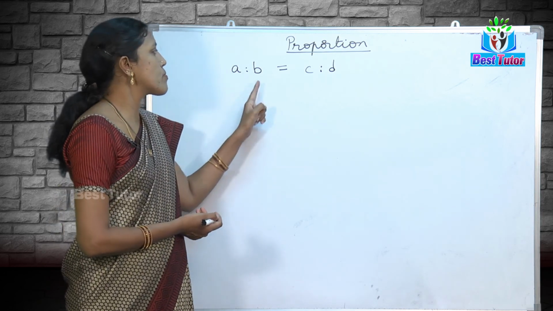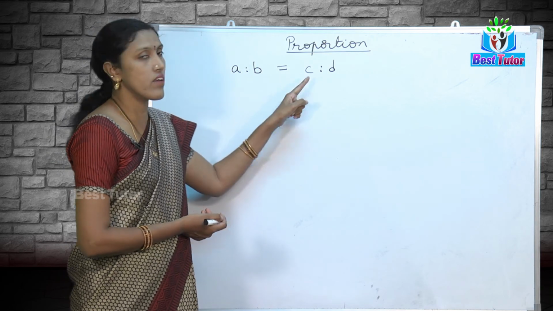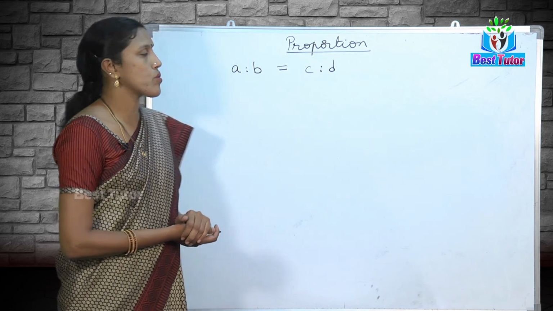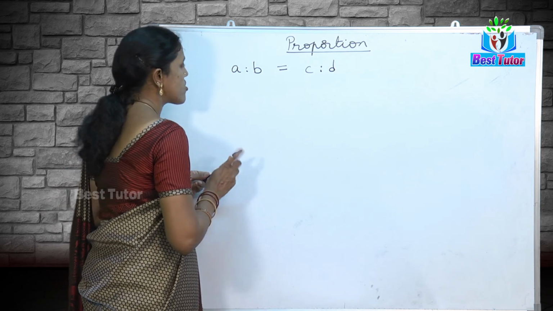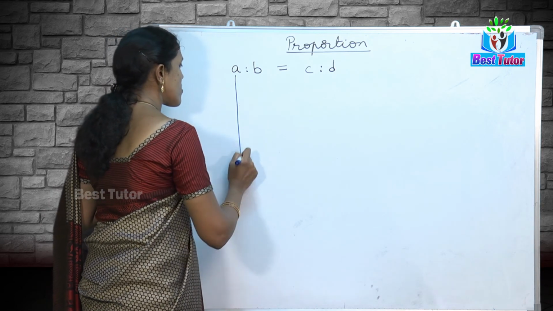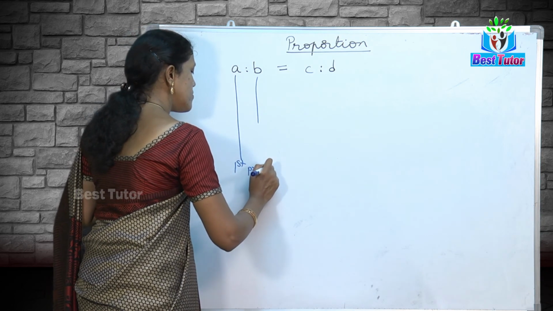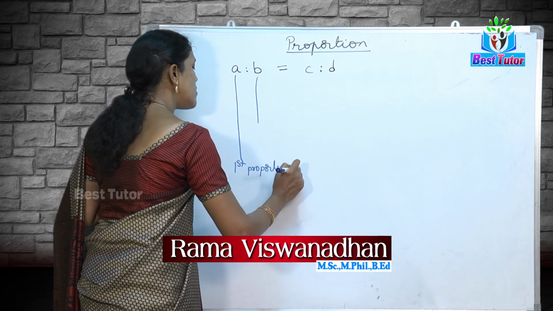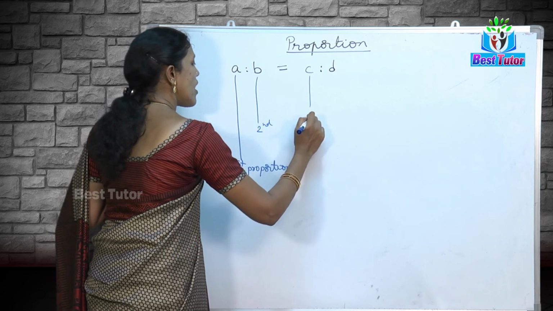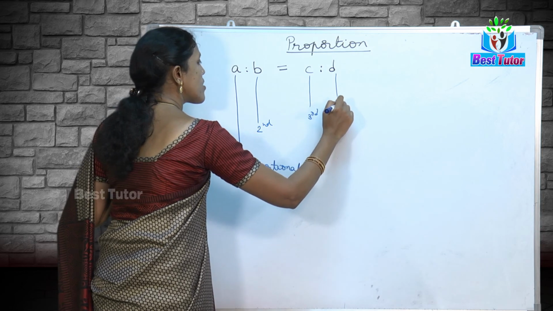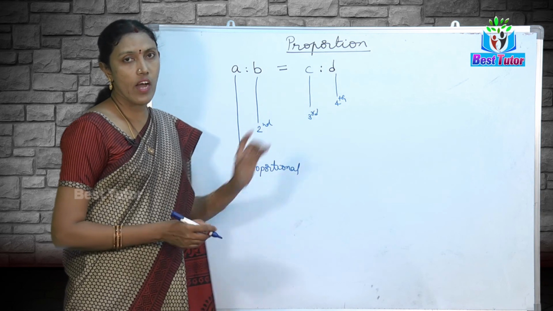If A is to B is equal to C is to D, then the four terms A, B, C and D are said to be in proportion. A is called the first proportional, B is called the second proportional, and similarly second, third and fourth. Are there any more terms? Yes, there are.